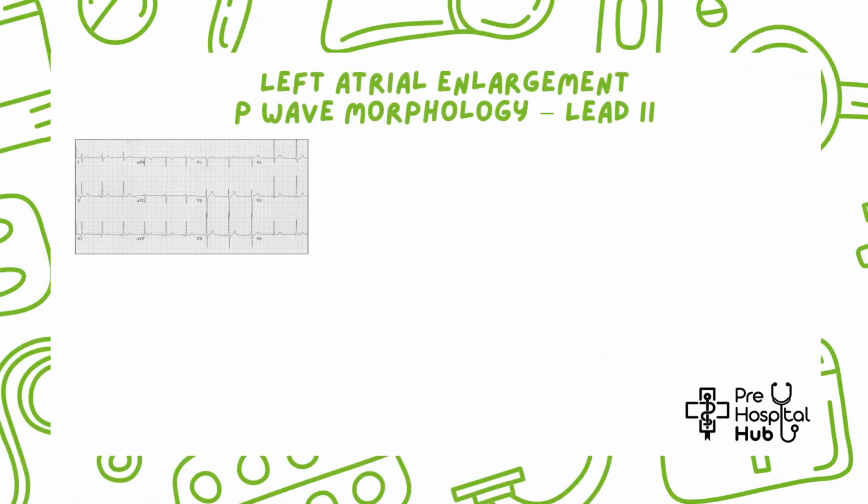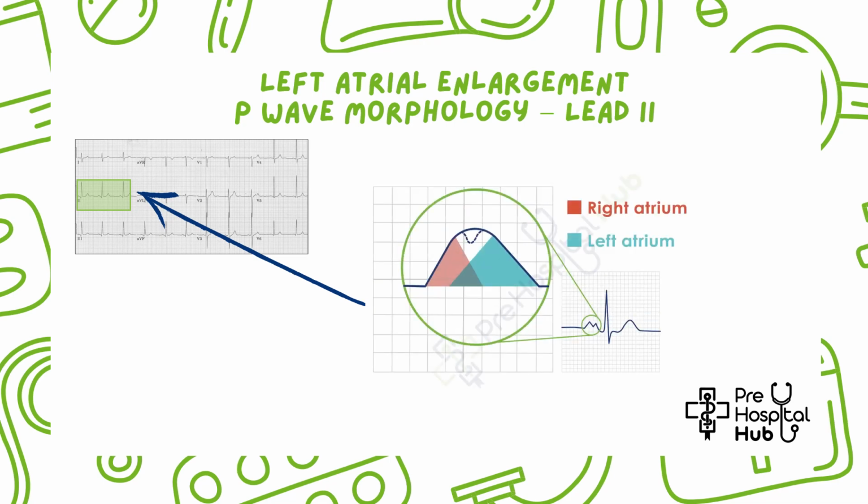So when looking at left atrial enlargement, if we're looking at lead 2, this would cause the depolarization of the left atrium to last longer. So this would increase the duration of P waves to greater than 120 milliseconds. A notch may also be seen, described as P mitral, which we will discuss later on in this video.